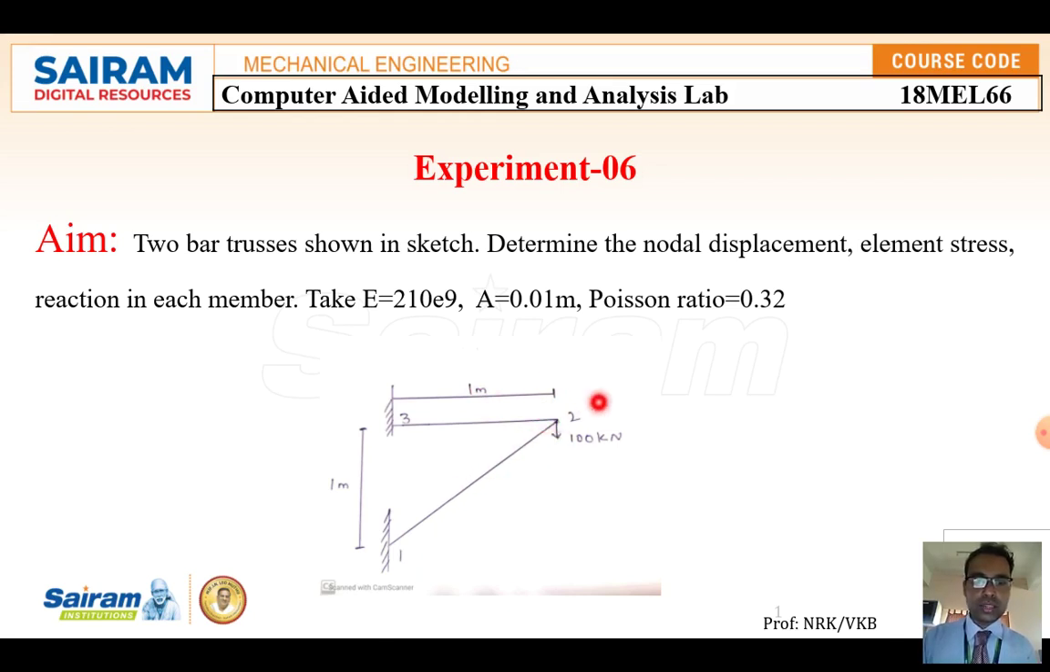Look at node number 2. One downward force is given, that is 100 kilonewton. After calculating the elemental stresses, displacement and reaction, you have to compare those values with the ANSYS software. Now sir will tell you how to solve this problem by using the ANSYS method.